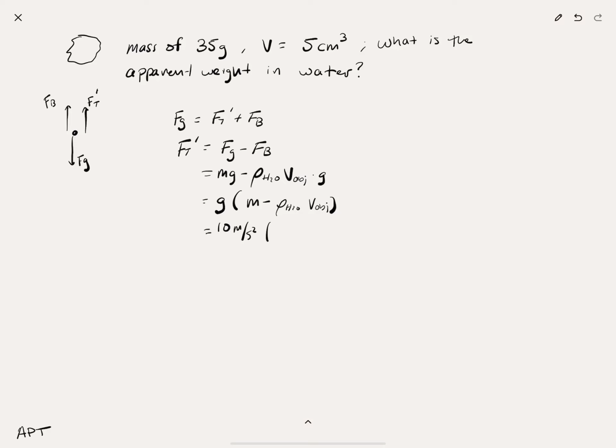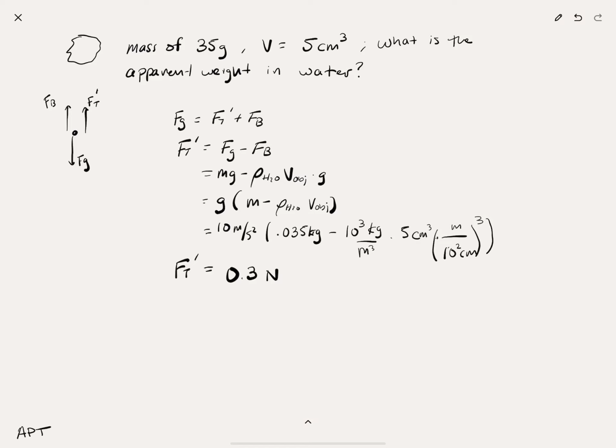10 meters per second squared times 0.35 kilograms minus 10 to the 3 kilograms per meter cubed, which is the density of water, and the volume of that object is 5 centimeters cubed, and then another factor to change that into the right units. So we have 10 to the 2 centimeters per meter, and we need to cube that. And if you plug in all of those things, you get 0.3 newtons. There you go. So that would be the effective weight of this object if it was measured while it's submerged in a fluid.